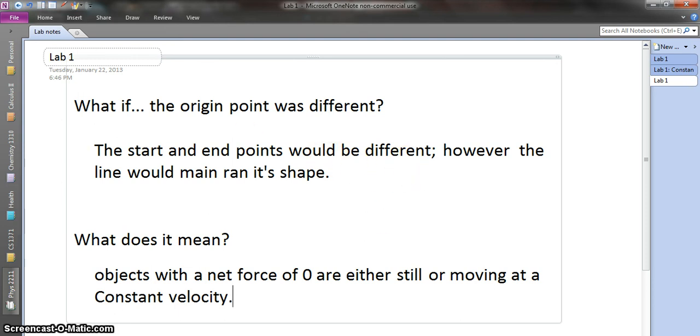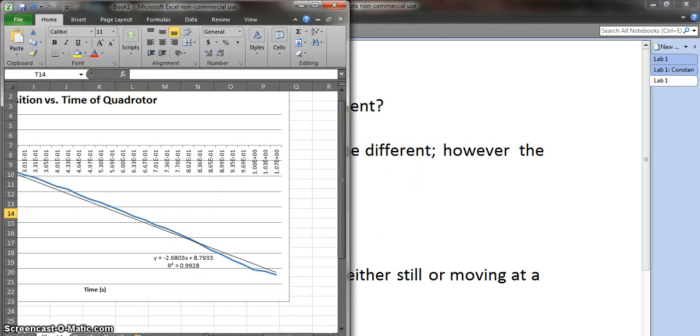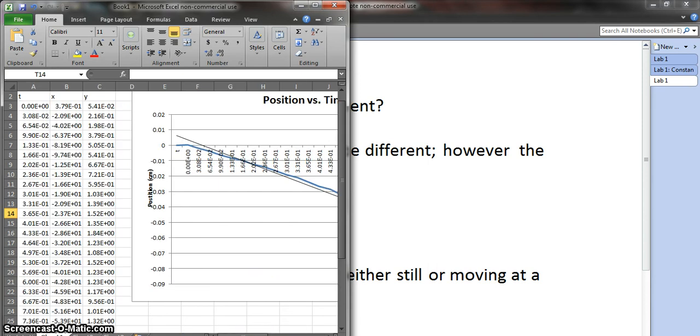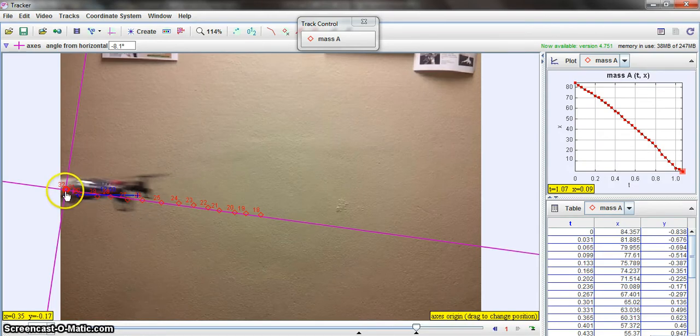Back to the origin point question. For instance, if I had changed the origin to, say, over here in the video, and set this as the beginning of the origin instead of over here.